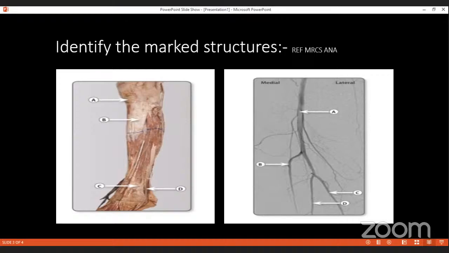There is a muscle in the anterior compartment, extensor digitorum longus, and the extensor hallucis longus. There are actually four compartments. In the posterior, there are extensor hallucis longus and the tibialis anterior muscle.